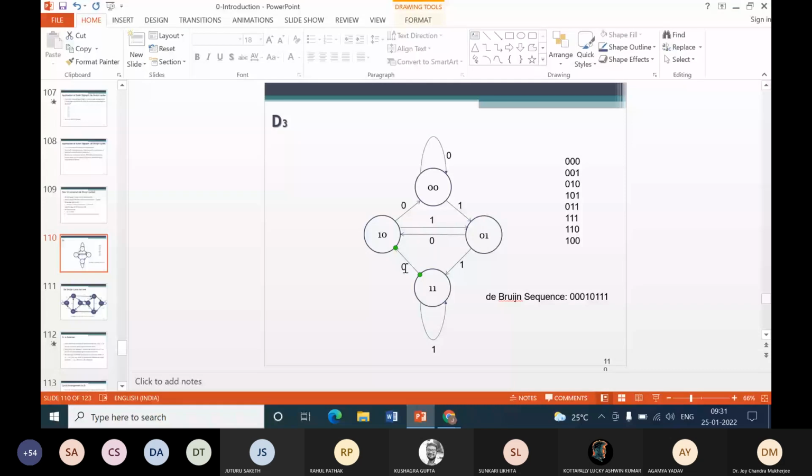I secondly traverse this, third I traverse this, fourth I traverse this, fifth I traverse this, sixth I come back to here, seventh this, and this is the 8th one. So that is how I get it.